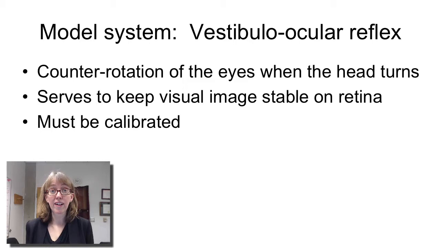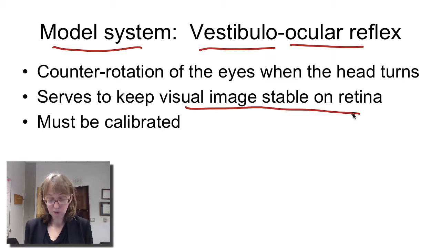Evidence in support of this idea comes from a model system involving interactions between our balance sense and our ability to move our eyes. Whenever we move our heads, we tend to counter-rotate our eyes to keep the image of the visual scene stable on the retina. That is, when I turn my head this way, I angle my eyes back to look that direction. When I turn my head this direction, I angle my eyes back to look that direction.